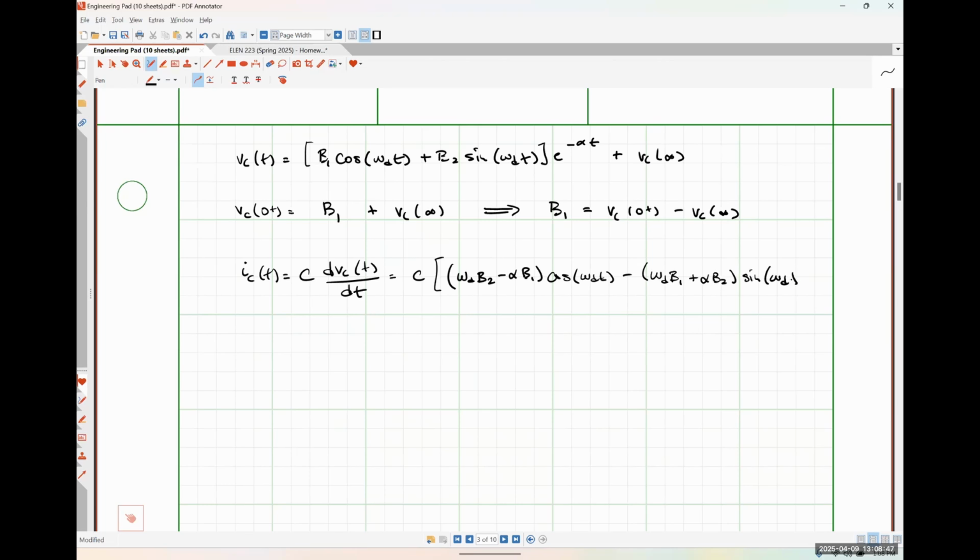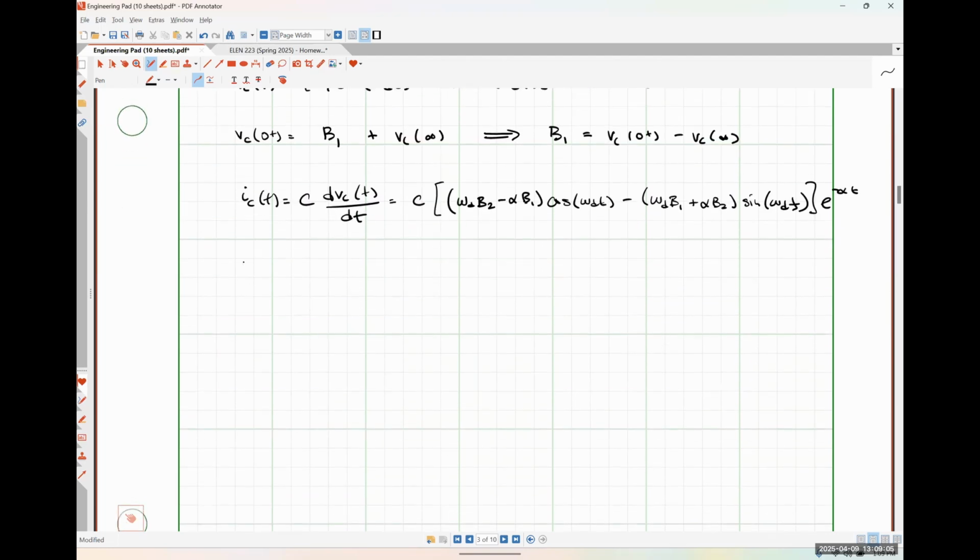Sine omega dt, times e to the negative alpha t. Did I pull that from my table memory correctly? Nobody's saying I screwed it up, so. Okay. From here, I could say that IC at 0 plus is going to be C times, once again, cosine of omega dt, or cosine of 0 is 1. Sine of 0 is still 0, and e to the 0 is still 1. So the only thing that's going to survive this is the omega d B2 minus alpha B1.